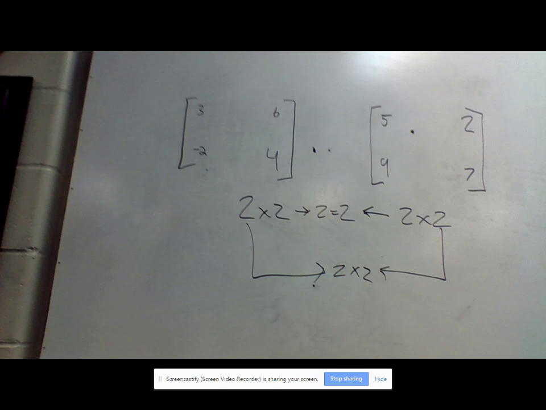Now, to get the dimensions of what your answer will look like, what you'll do is you'll take the second number in the first dimension, and you'll take the first number in the second dimension, so that they look like this. And then if these are the same, then you know that you can do the problem. If they are not the same, you cannot do the problem, and the matrix is invalid.